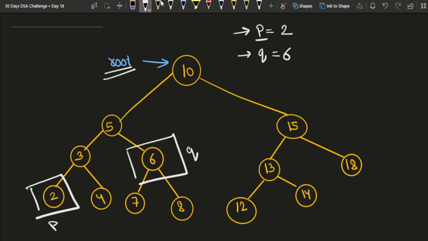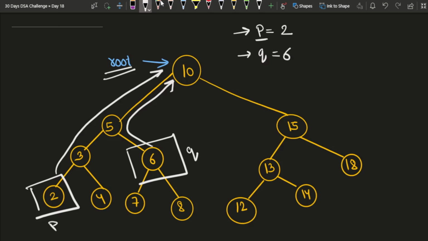Now, again, I'll do the same thing. Again, I will try to draw a path from these nodes up to my root node. Okay. So if I try to draw a path from node 6, then this will be my path. And similarly, if I try to draw a path from node P up to root node, then this will be my path.